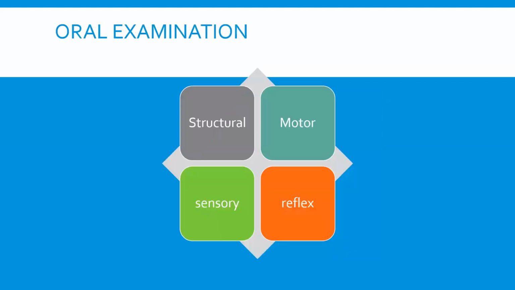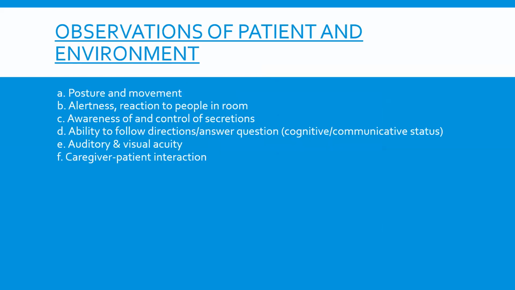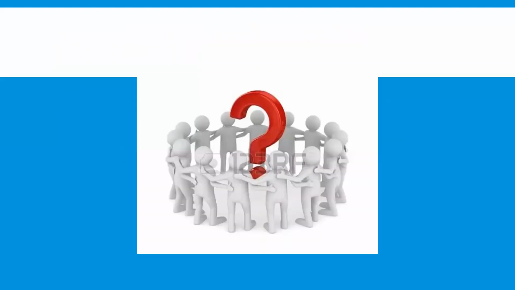You have to ask the patient, and then you have to do the oral motor examination in great detail, with structural and physiological as well as sensory reflex testing. Then you observe how they are eating, their reaction, their alertness to the people in the room, and how they are enjoying the food and their interaction, their social eating habits.